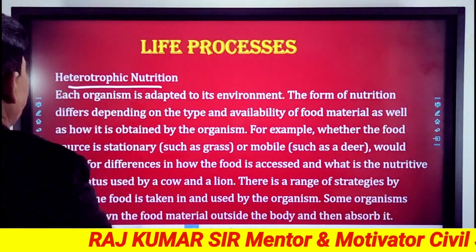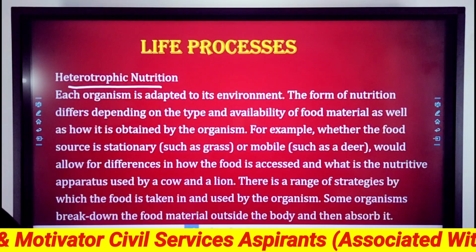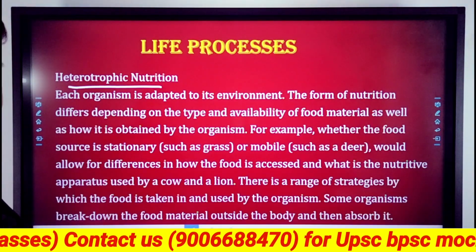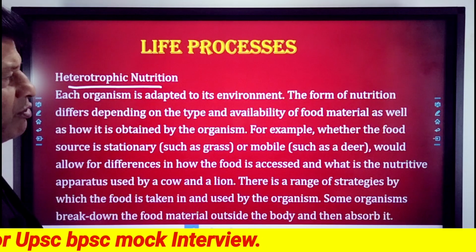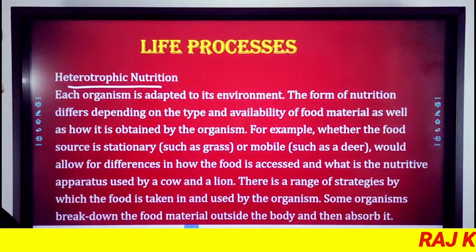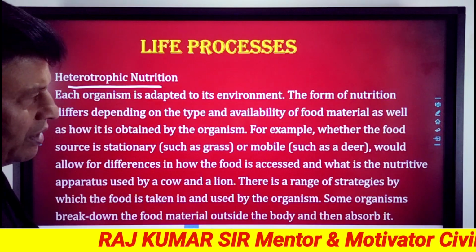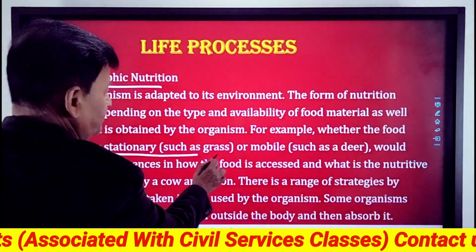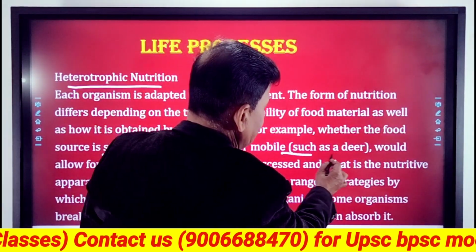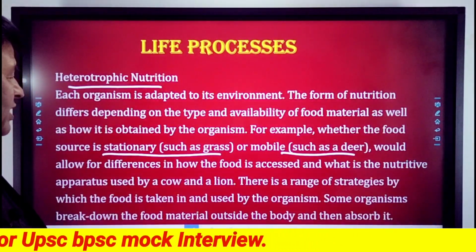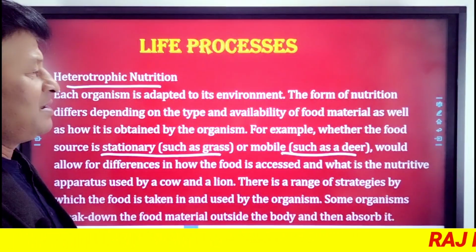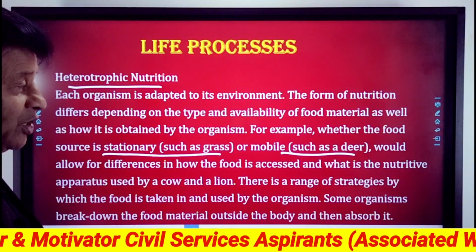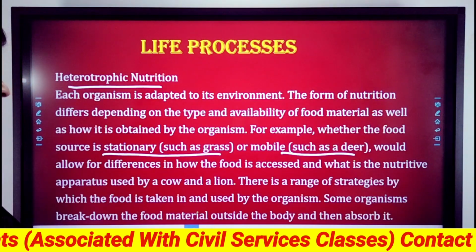Let's come to heterotrophic nutrition. Each organism is adapted to its environment. The form of nutrition differs depending on the type and availability of food material, as well as how it is obtained by the organism. For instance, whether the food source is stationary, such as grass, or mobile, such as deer, would allow for differences in how the food is accessed and what is the nutritive apparatus used by a cow and a lion. There is a range of strategies by which the food is taken in and used by the organism.